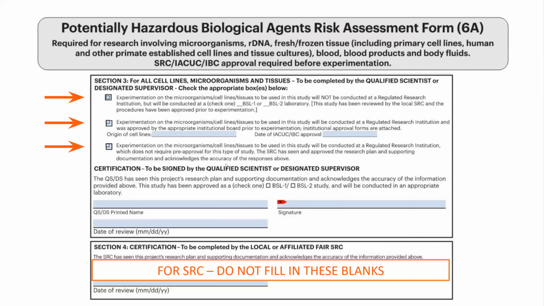Section 4 is for SRC approval only. Do not fill out this section. A reminder that if an experiment is using potentially hazardous biological agents, then this form must be filled out and approved by the SRC before experimentation begins.